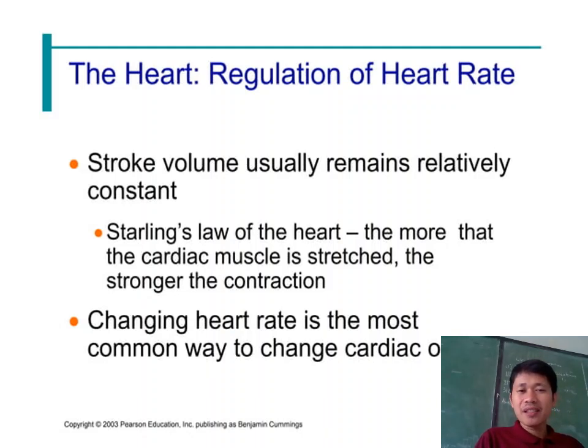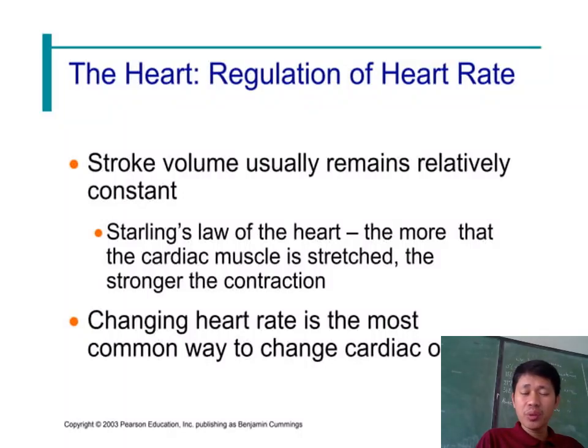Next, the regulation of the heart rate. Stroke volume usually remains relatively constant. The stroke volume, or the amount of blood coming out from the heart, is always constant, especially if we are relaxed.